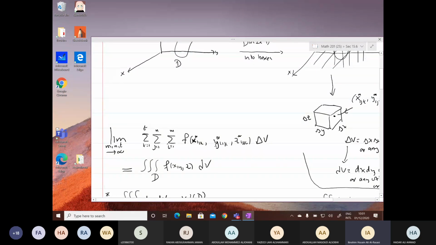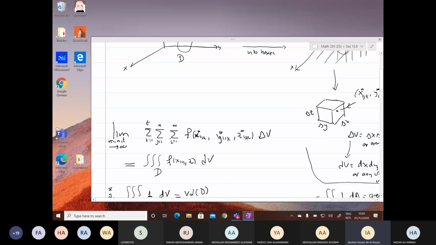the Riemann sum, the triple Riemann sum of the function. When you take the limit, you get the triple integral. So the definition of the triple integral is given as a limit of triple Riemann sums. Okay. This is the definition.